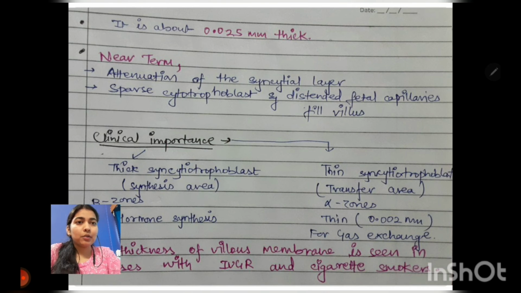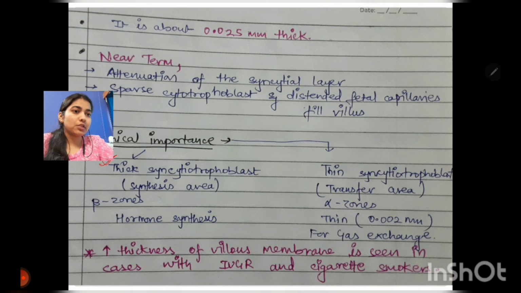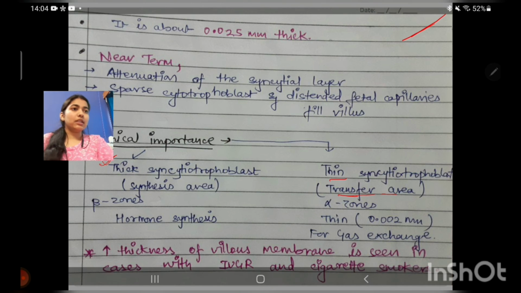It is about 0.025 mm thick. Near term, there is attenuation of the syncytial layer, so sparse cytotrophoblast and distended fetal capillaries fill the villus. Clinical importance is there of this. The thick syncytial trophoblast is the synthesis area and the thin syncytial trophoblast is known as the transfer area. I can show you the diagram here.